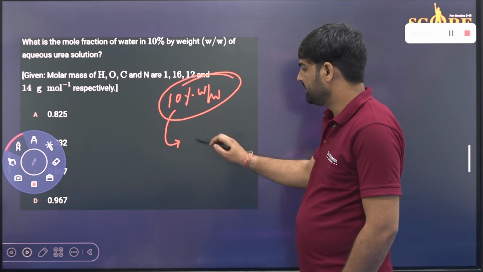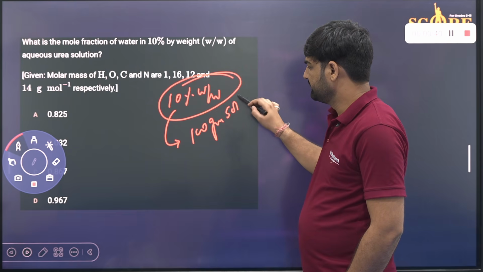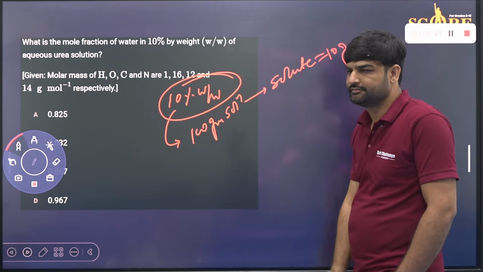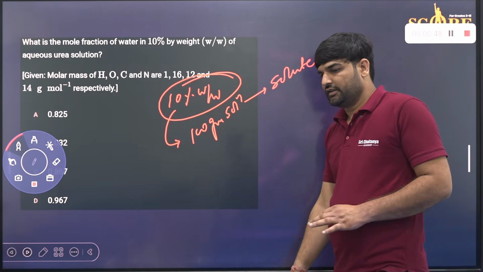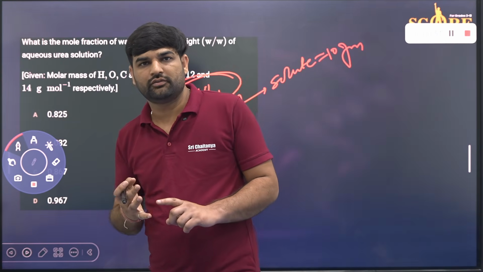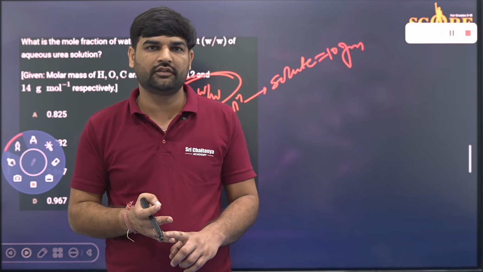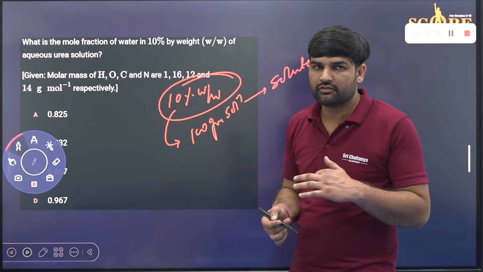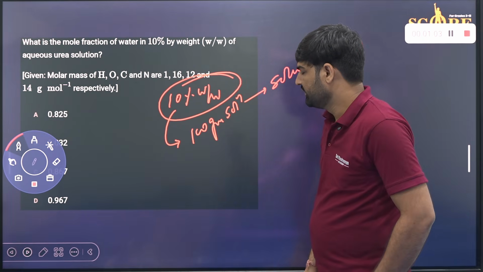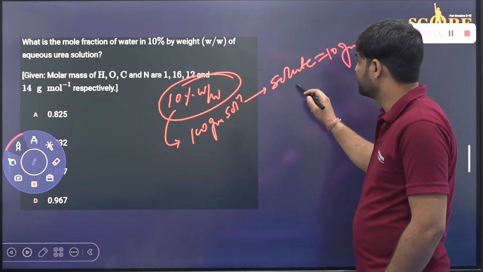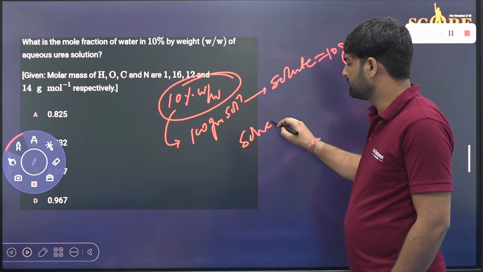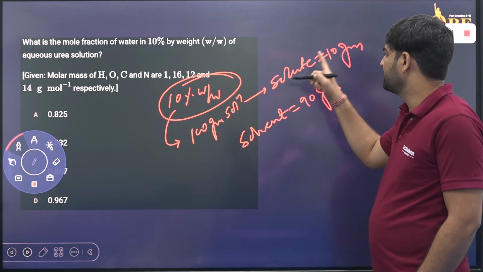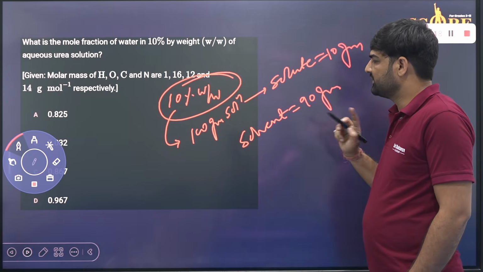Definition tells us that 100 gram solution contains solute of 10 gram. So for every concentration term you have to find mass of solute, mass of solvent, and mass of solution, by which you can convert any concentration term into another concentration term. This is the mass of the solution, this is the mass of the solute, and the mass of the solvent is 90 gram, because the mass of the solution minus the mass of the solute is the mass of the solvent.